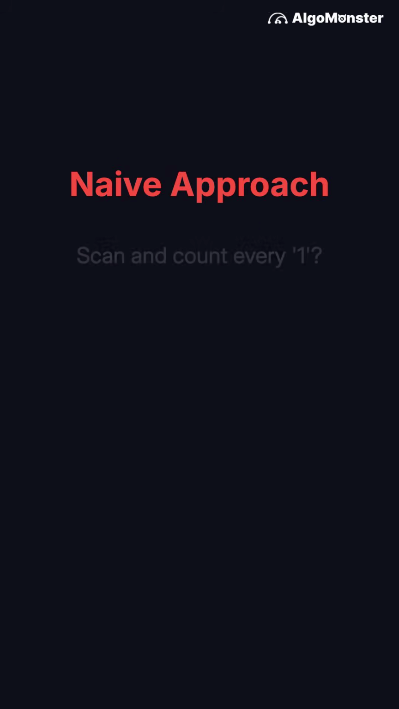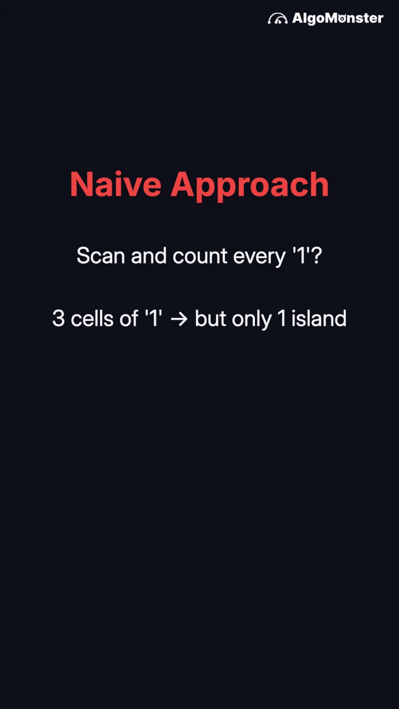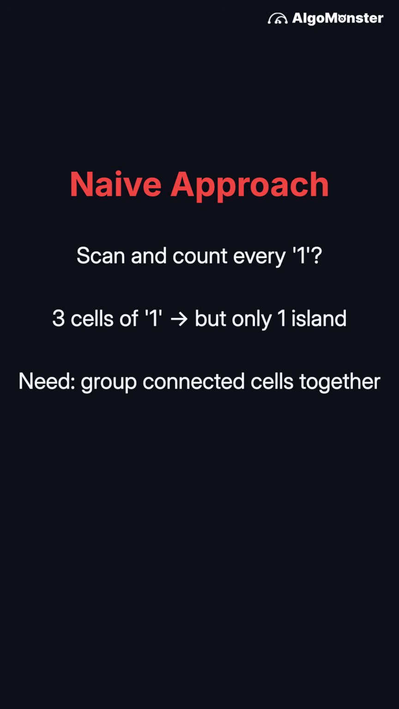Now the tricky part: if you just scan and count every 1, you'll overcount. The top left cluster has 3 ones, but it's one island. You need a way to recognize connected ones belong together and count each group once.